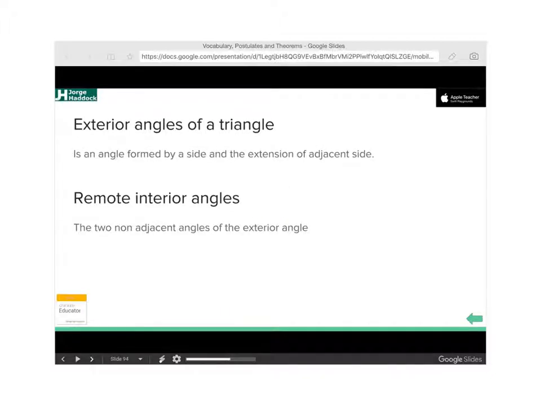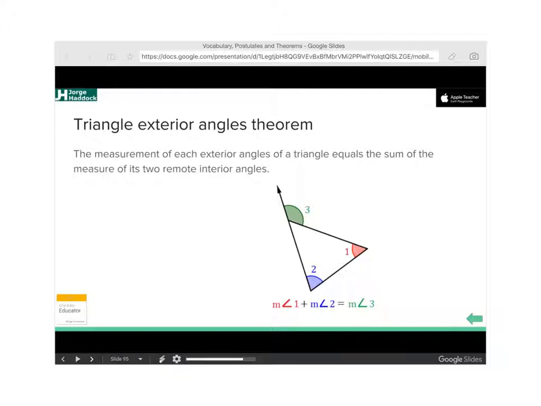So my next one, I'm going to define these two parts of the triangle. An exterior angle of a triangle is an angle formed by a side and the extension of an adjacent side. And the remote interior angles are the two non-adjacent angles of that exterior angle. My triangle exterior angle theorem says that the measure of each exterior angle of a triangle equals the sum of the measures of its two remote interior angles. So that means that angle 3 equals angle 1 plus angle 2.